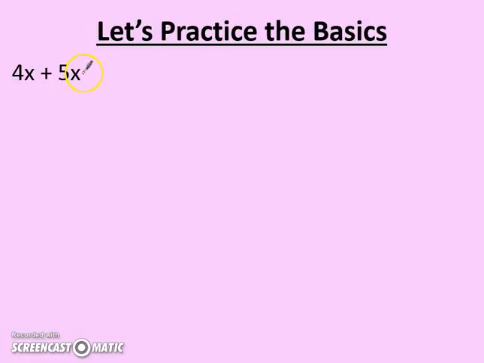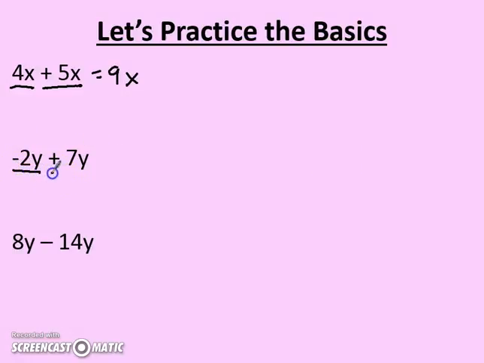If we have 4x plus 5x, we can combine these together because they both have an x, always looking at the sign in front. So we have 4x plus 5x would make 9x. Similarly, we can combine negative 2y and positive 7y. So we have negative 2y plus 7y. If you owe 2 and you have 7, then you have 5y left. Similarly, these two also have a y, so we can combine those. So if we have 8 and we owe 14, then we owe 6y, negative 6y.